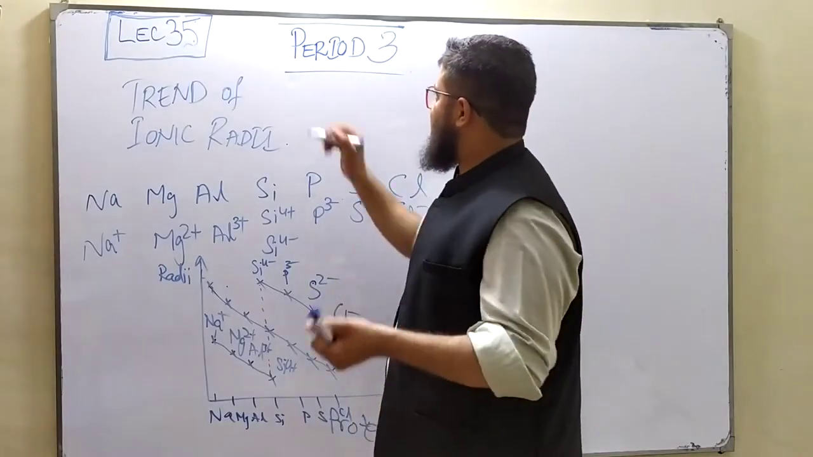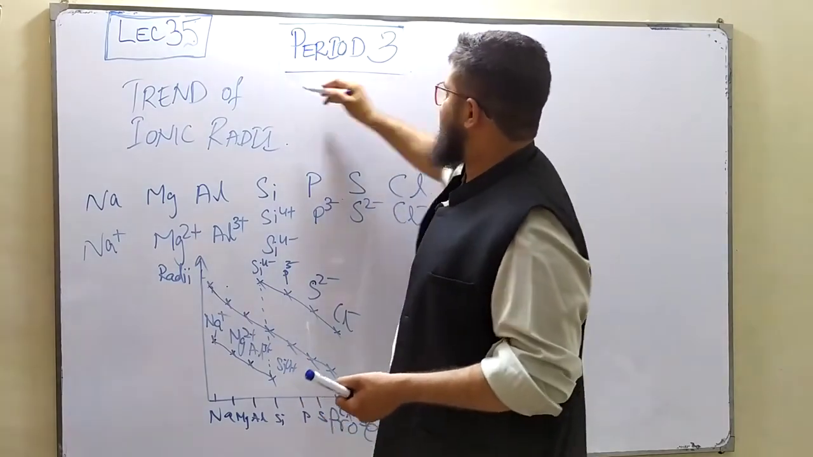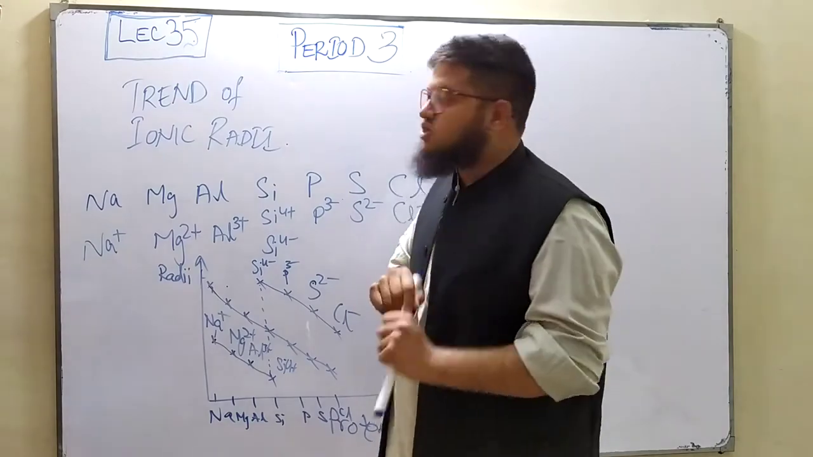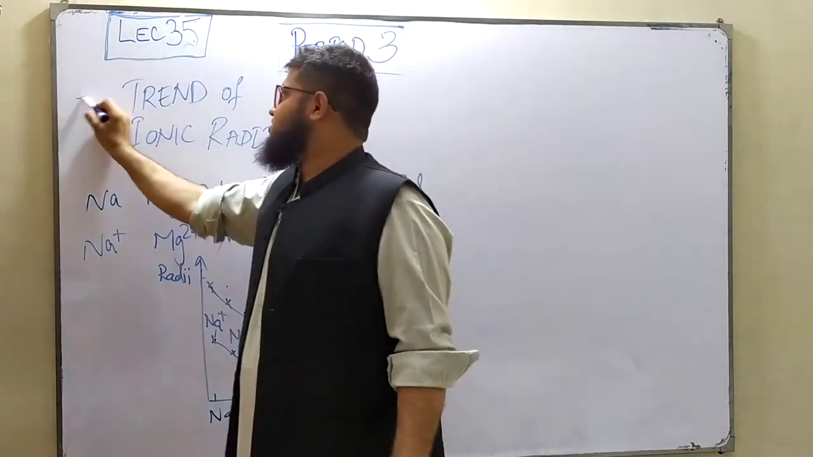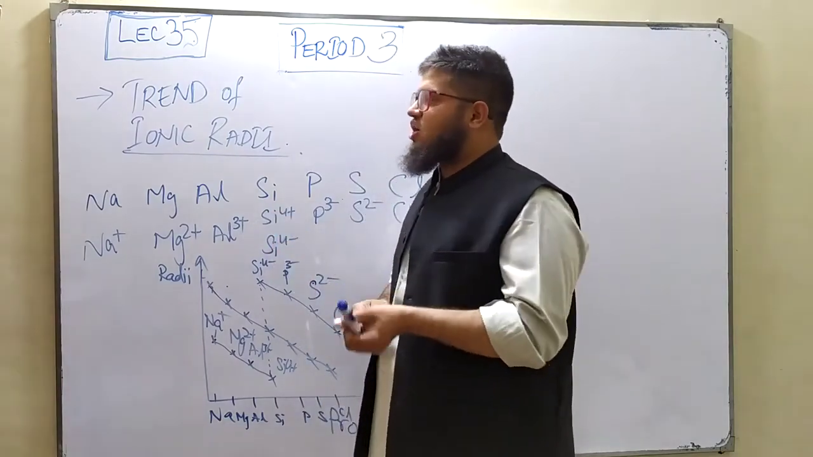Okay, so now in this video we are going to talk about period 3's next lecture. This is the second lecture of period 3. I guess we did the intro of period 3 in the previous lecture, and now we're going to start out with the trends of ionic radii. How does the ionic radius change across the period?